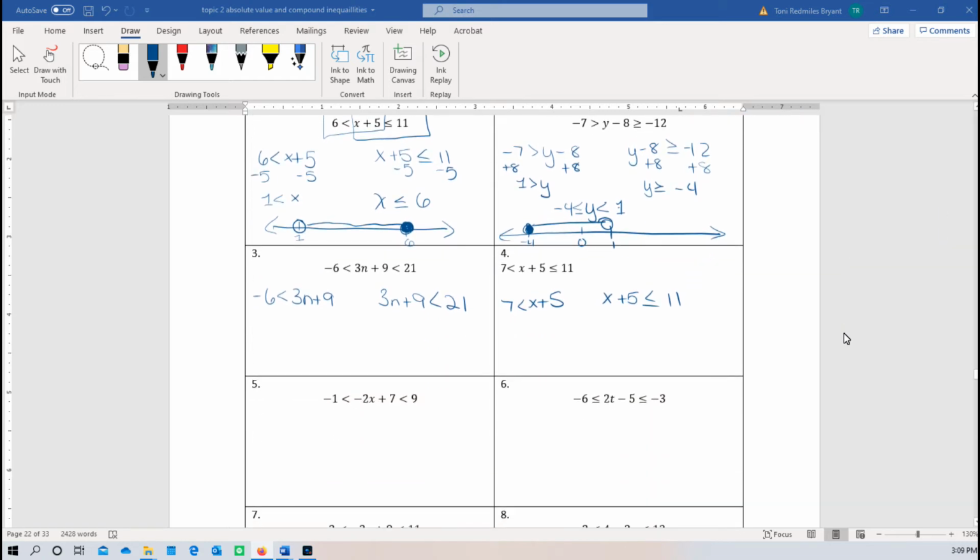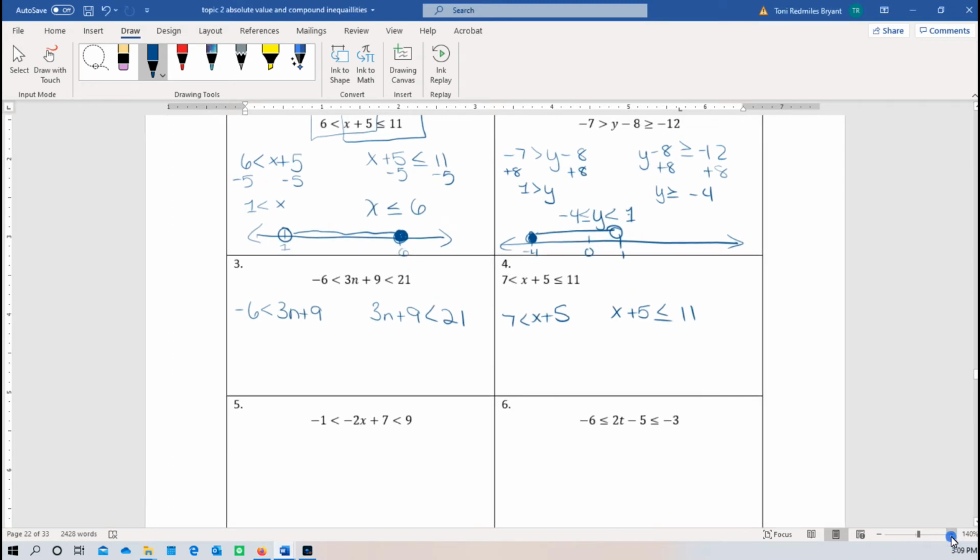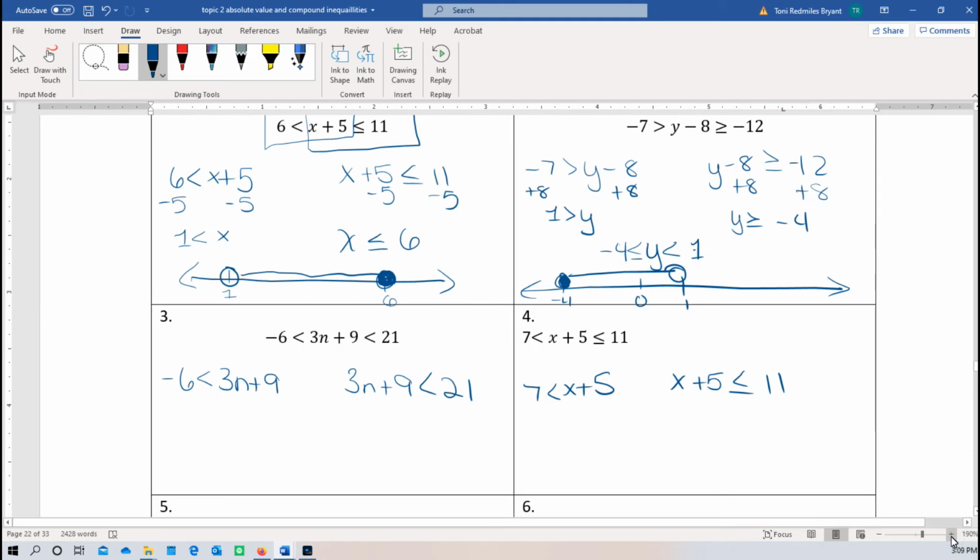All right. So let's kind of look at this now, these two. In this first one, I've got to subtract 9. Now I got a two-stepper. That's going to give me a negative 15 is less than 3n. And when I divide out my 3, I'm going to get my lower value of negative 5. Now over here, I'm going to do the same thing. I'm going to subtract that 9, which is going to give me 3n is equal to 18.